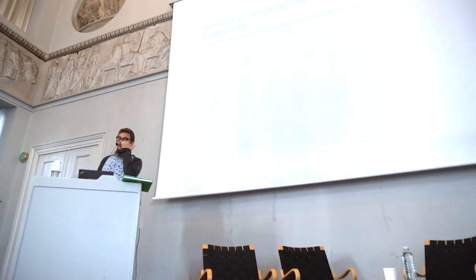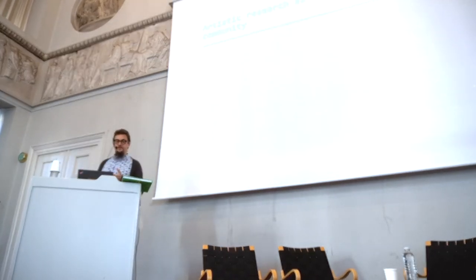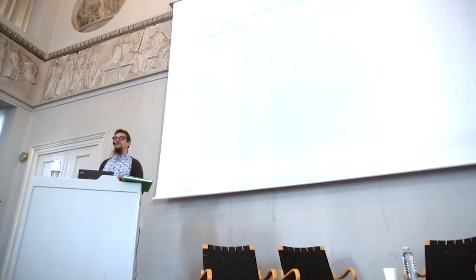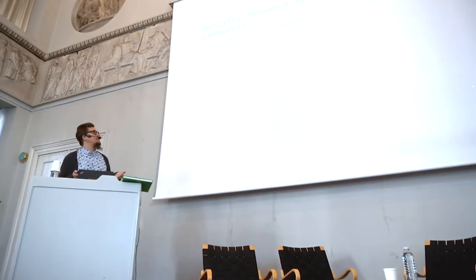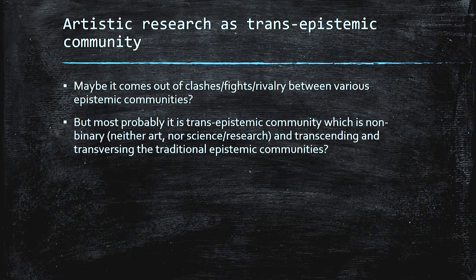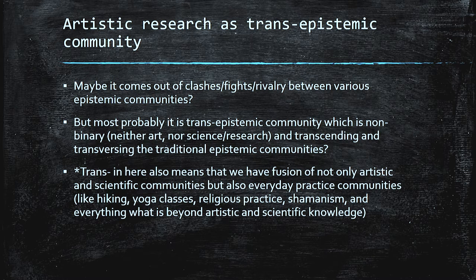And that's why I came up with this idea that maybe artistic research is taken care of by a trans-epistemic community. And what is this trans-epistemic community? I think that artistic research also comes out of clashes and fights and rivalry between various epistemic communities. And I think the trans-epistemic community is non-binary, neither art nor science research, and it's transcending and transversing the traditional epistemic communities.